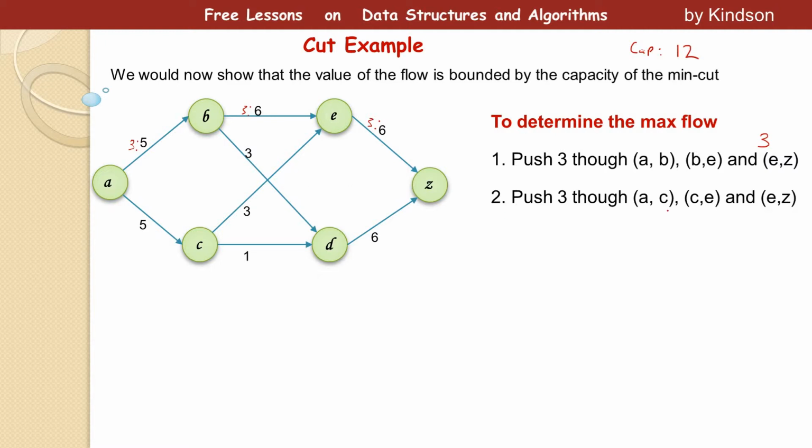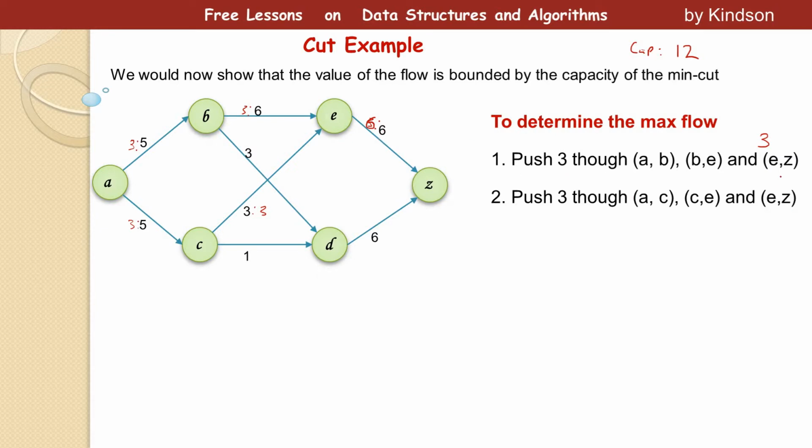So let's push 3 through AC, CE, and EZ. AC, which is here, 3. CE, which is here, and EZ. So if we put 3 here, it means that this becomes what? It becomes 6. So at this point, we have a flow of 3 plus 3, 6, which is also 6 here going into Z. The numbers in black are the capacity.